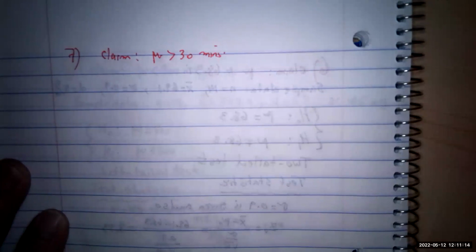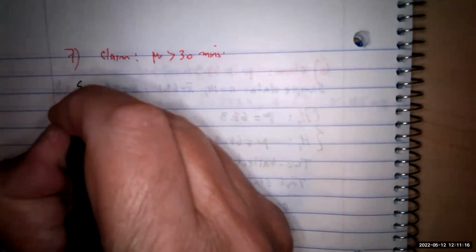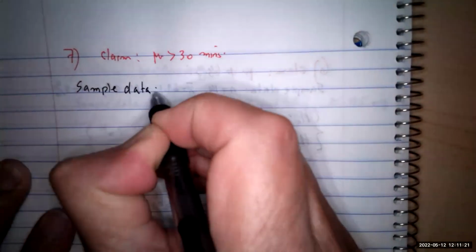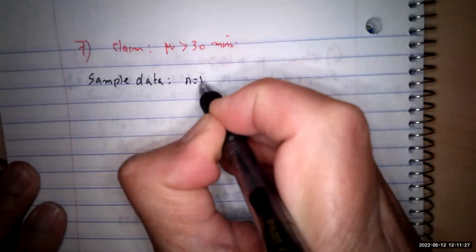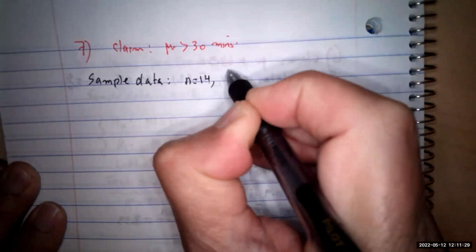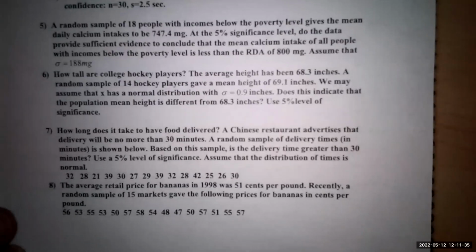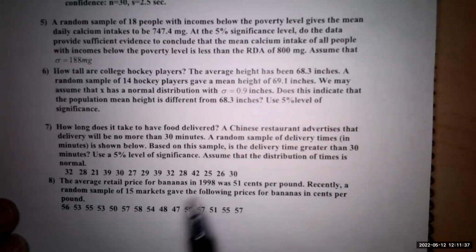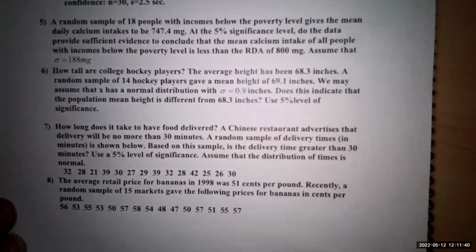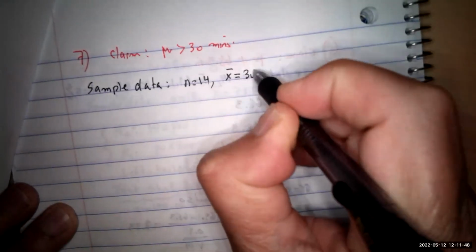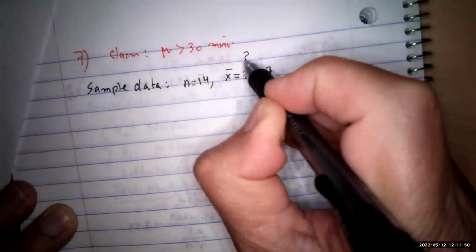Okay, so you need to collect the information. You see the sample. You have an extra job. Sample data: you see the sample size n is equal to 14 numbers. So you have to use your calculator and find the x bar yourself. You know how to do it: you put the numbers in the calculator, add them together, divide by 14. So this is an extra job. If you do it, that gives you 30.57.